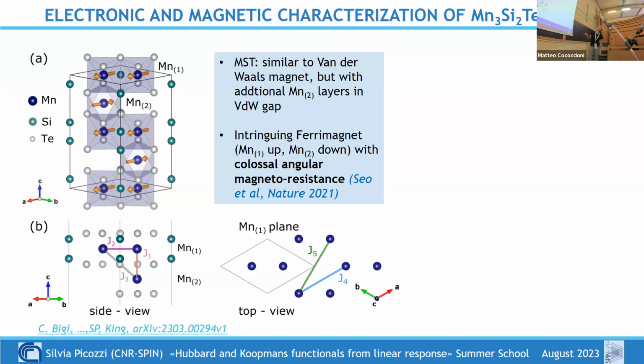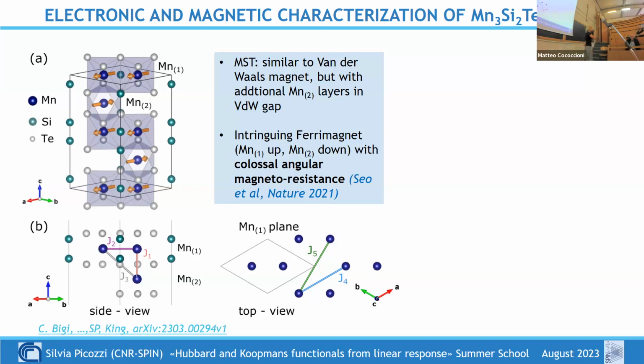You have a layer which is similar to one of the 2D magnets, or non-2D magnets, which is chromium, germanium, tellurium. But then in between the layers, you have another atom. So you have a quasi 2D system, and this is a kind of intriguing material. It was shown to have a colossal angular magnetoresistance.